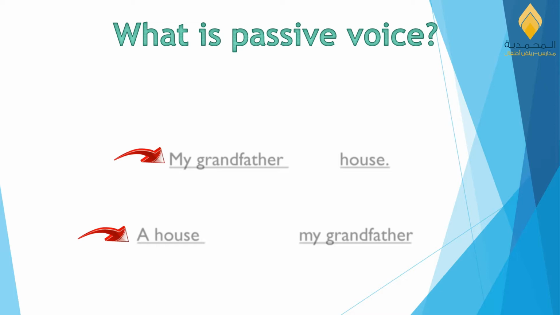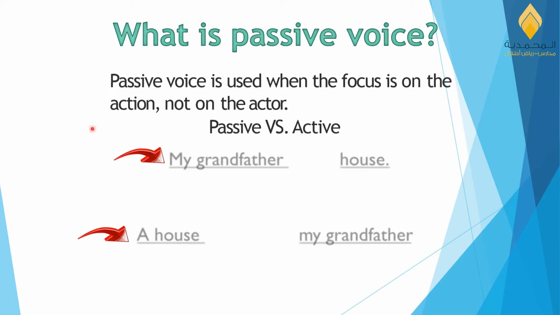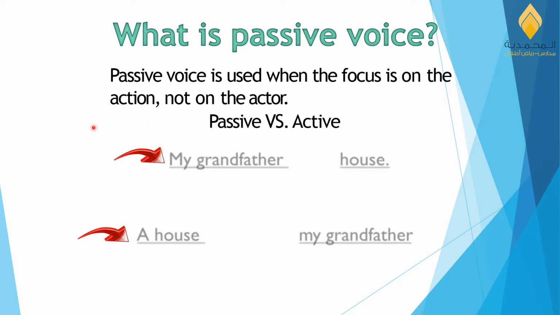What is the passive voice? Passive voice is used when the focus is on the action, not on the actor. By that we mean that the important thing is the action, and as we previously also said, it could be the object. So now we are drawing the attention from the subject of the sentence into the action or into the object. Let's have a look at an example.